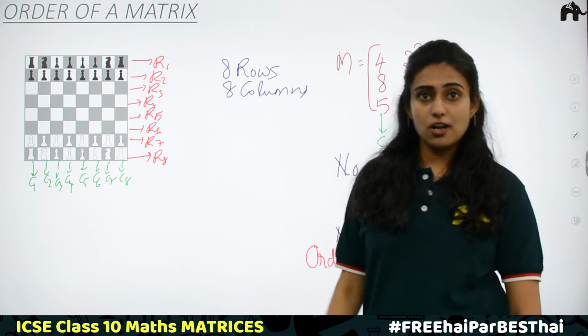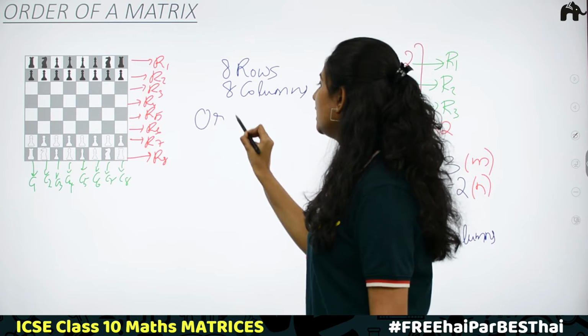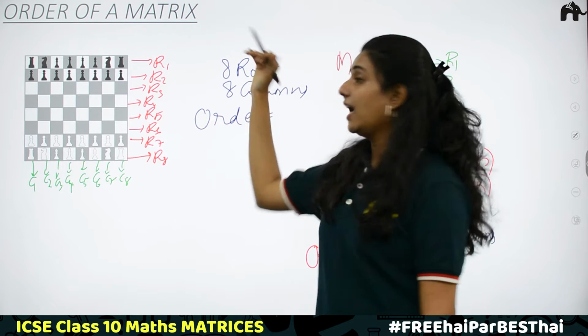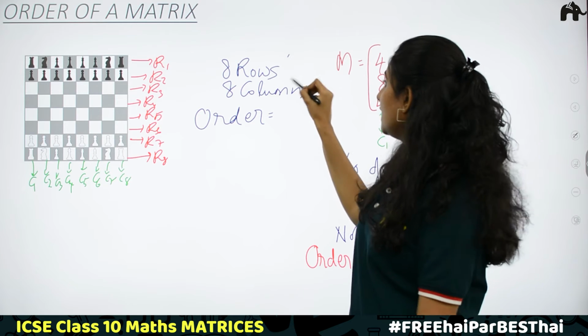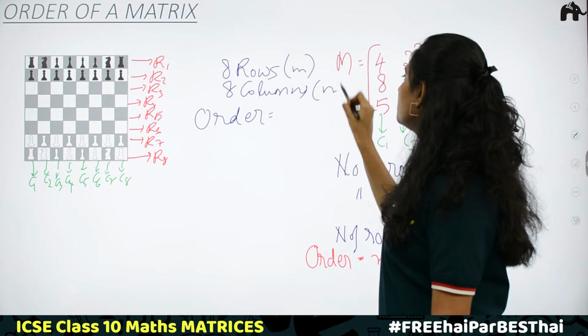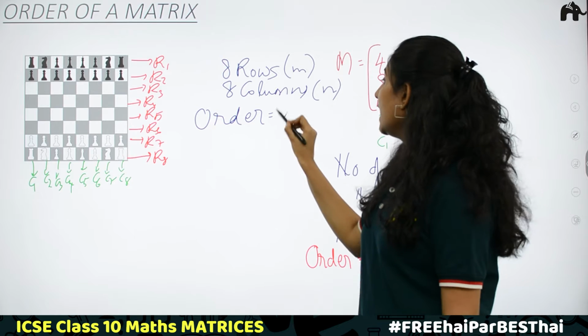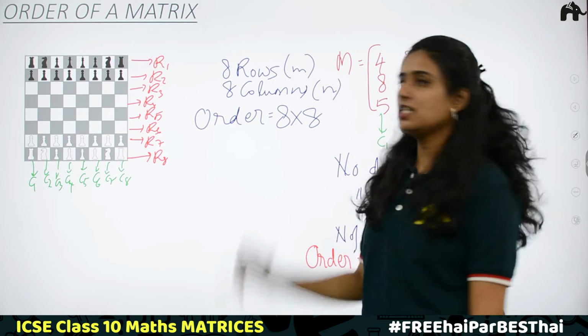Now, what is the order of this matrix? Order will be equal to 8 rows and 8 columns. Number of rows into number of columns. Here m value is 8 and n value is also 8. So, this is a 8 by 8 matrix.